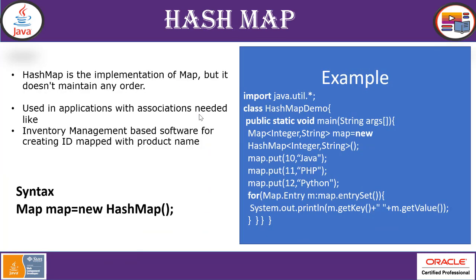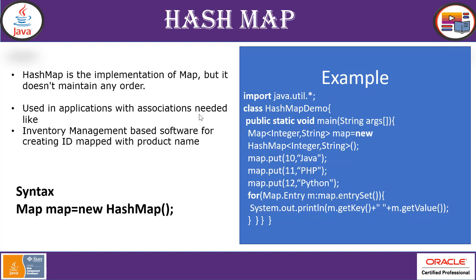Now let's take a look at the hash map. Hash map is the implementation of map, but it does not maintain any order. So it is basically taking the associations, which are associated with each other, and they are not in order. They do not have any kind of inbuilt algorithm that helps to maintain the data in an order.